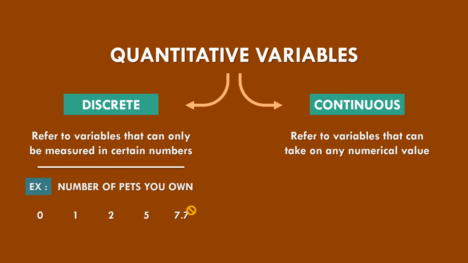How about the continuous? Continuous refers to variables that can take on any numerical value. So example, that could be the weight. Weight, that is 105 pounds, 128 pounds, or 140.69 pounds. Any decimal places or any numerical value.